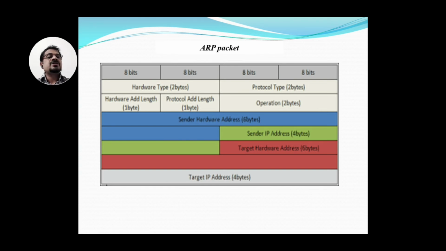Then the operation field is 2 bytes, either a request or a reply. If ARP is looking for an address, it sends a request, and whichever node gives a reply has it included in the operation field as a reply. Then there are the sender hardware address and sender IP address, and the target hardware address and target IP address. This is what the ARP packet looks like.